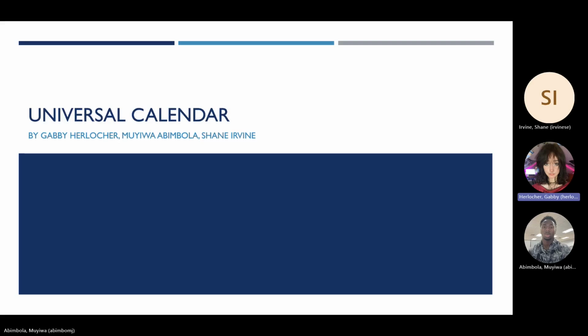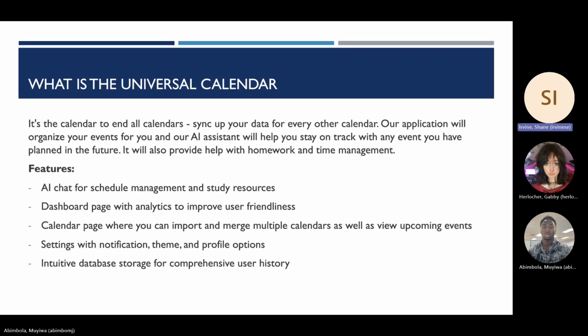This is Universal Calendar by Gabby, Moyua, and Shane. What is Universal Calendar? It's a calendar to end all calendars. The idea of the project was to create a calendar application that will sync together all other calendar applications for a one-stop shop for all your calendar needs, along with an AI assistant to help you schedule and organize all of your events in one place.